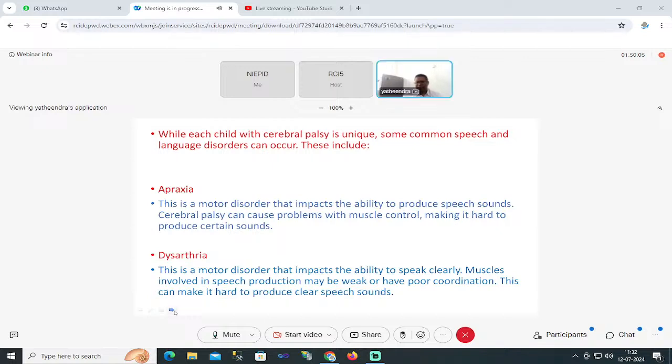When the coordination is weak or poor, it is very difficult to produce even single sounds like ka, ga, na, ta, da, cha, ja. These are all phonemes, single phonemes. If coordination is inadequate or poor, and the muscles are weak, producing even individual speech sounds is difficult for children with cerebral palsy.